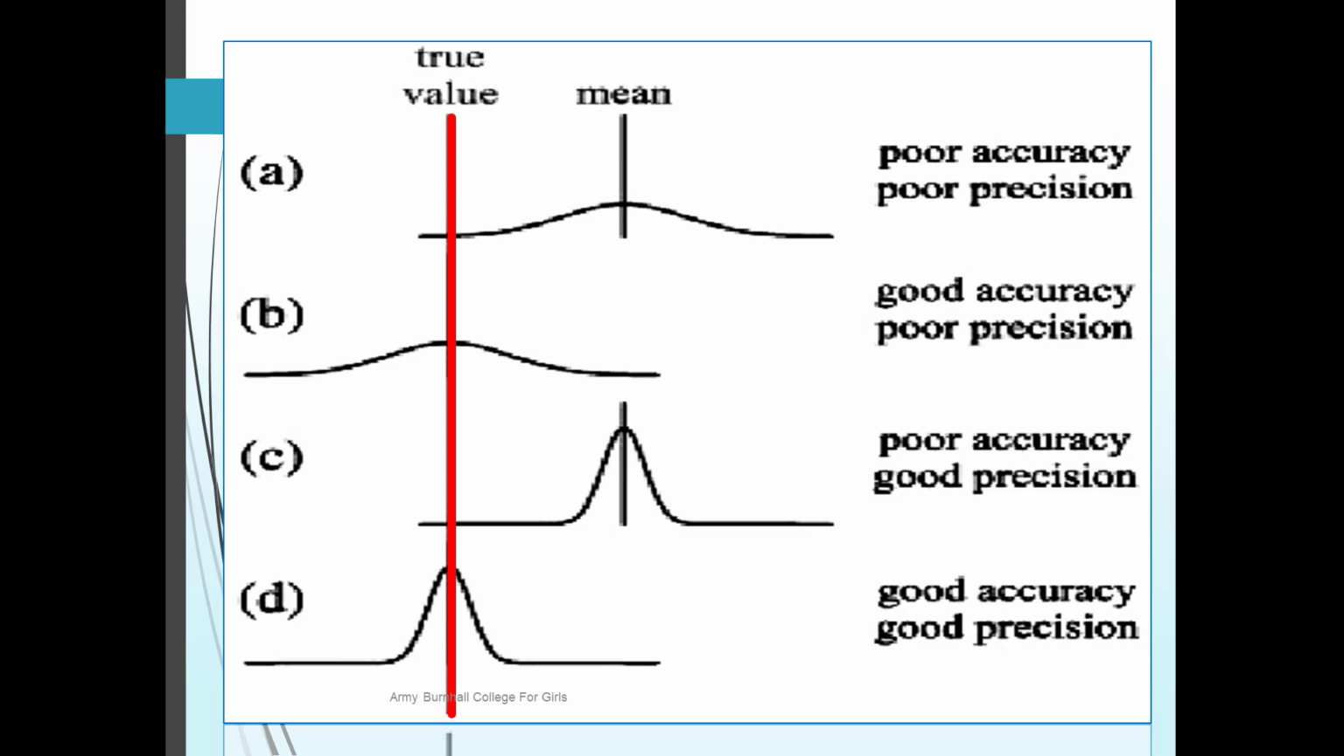Part C, you can see over here that values are far away from the true value. So we will say that we have poor accuracy, but we have a narrow curve, meaning that values are lying closer to each other. So poor accuracy but good precision. And in the last graph you can see that the values are lying closer to the true value as well as closer to each other. A narrow curve shows the values closer to each other. So we will say that it has good accuracy and good precision.